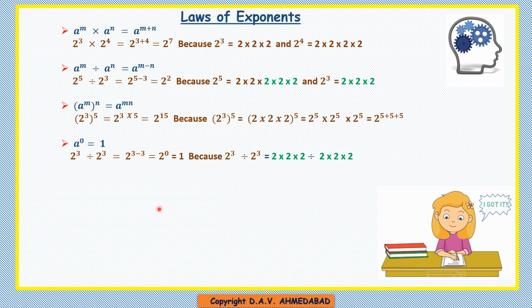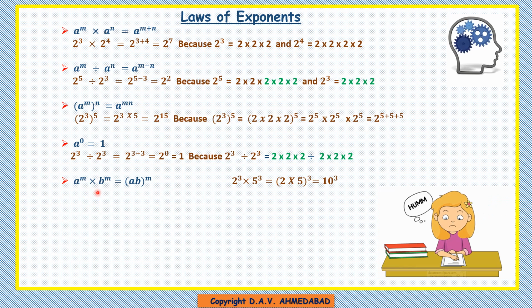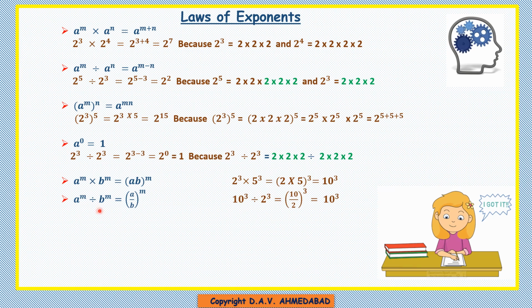Right? Next is a raised to the power m into b raised to the power m equals ab whole raised to the power m. This law we have used in squares, square roots and cube roots also. Similarly, this law we have also used: a raised to the power m divided by b raised to the power m equals a by b whole raised to the power m.